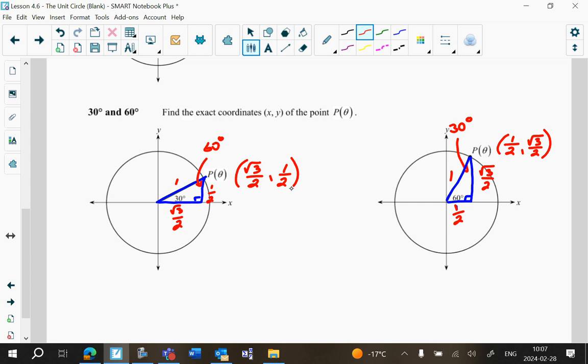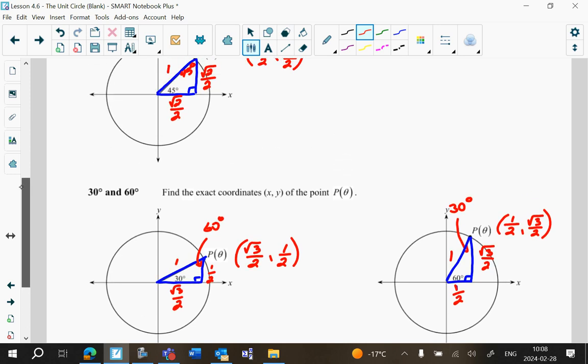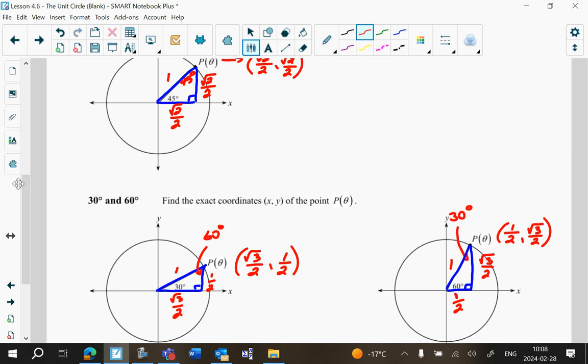So what does all that mean? All that means is that when I put a 45-degree angle into the unit circle, the point that it hits will be root 2 over 2, comma, root 2 over 2. If I put a 30-degree angle in, the point that it hits on the unit circle is root 3 over 2, comma, 1/2. If I put a 60-degree angle in, the point that it hits on the unit circle is 1/2, comma, root 3 over 2.